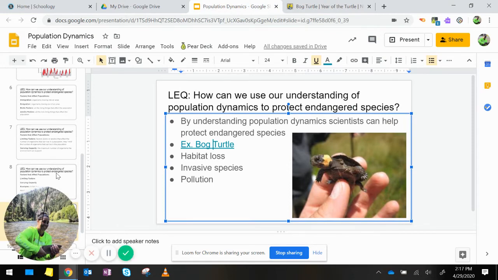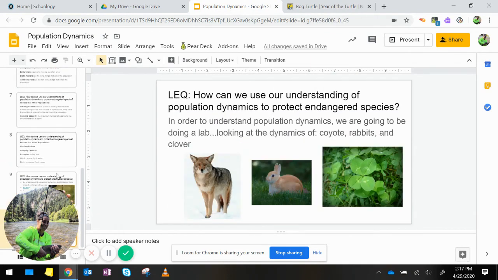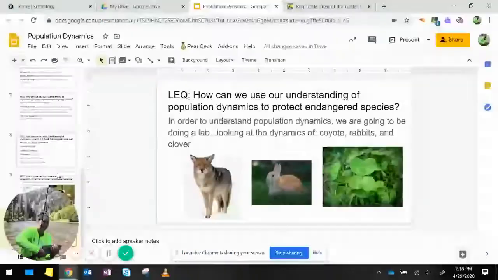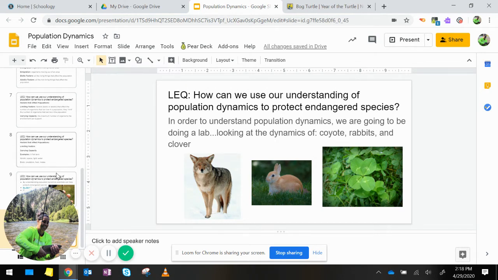So looking at this, in order to understand population dynamics, we're going to be doing a lab, and we're going to be looking at the population dynamics of coyotes, rabbits, and clover. I'm going to have another little video talking about how to do the lab, and I'm going to walk you through a couple steps of the lab so that you understand how to do it.